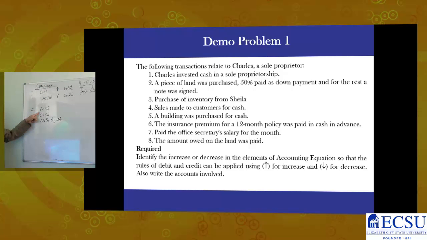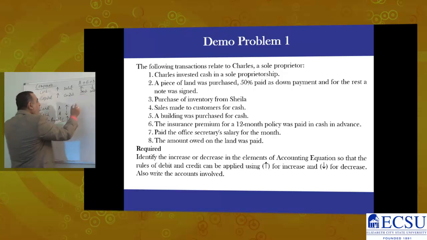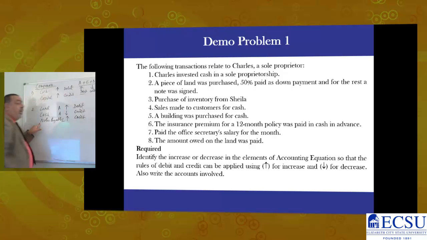Okay, so first let's find out. Land. What kind of account is this? Of course, this is an asset. Cash, asset. Notes payable, liability. And what is happening to land? I'm getting that land, so therefore it is increasing. What is happening to cash? It is decreasing. And what is happening to notes payable? It is also increasing. Okay, why? Because there was no notes payable so far. From 0 to whatever amount, 50% of the land, it will be increasing. So now asset is increasing, therefore it is a debit. Cash, asset is decreasing, therefore it is a credit. Notes payable is increasing, therefore it is a credit, following that rule of debit and credit.